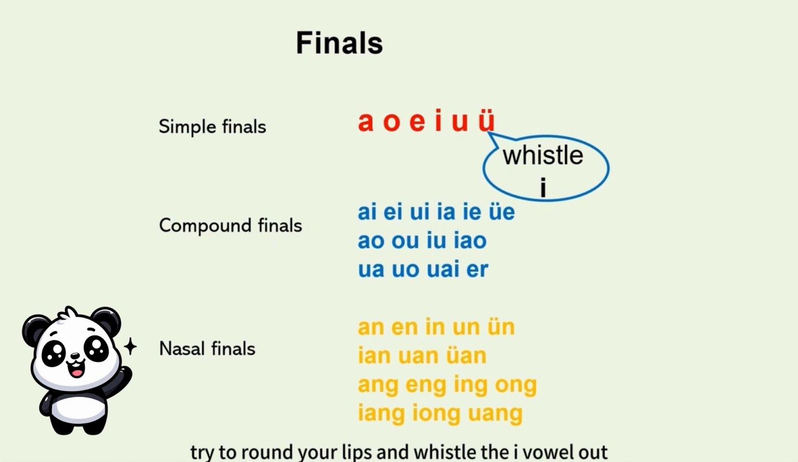Again, i, ü. The compound finals are ai, ei, ya, ye, yue, ao, ou, yao, wa, wo, yi, er.